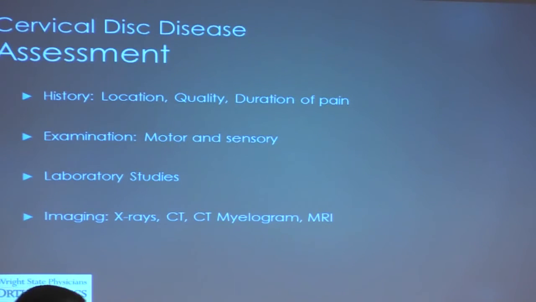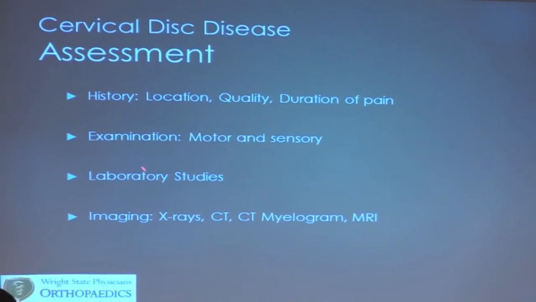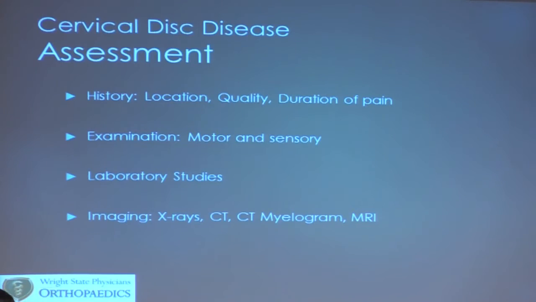So the typical assessment for someone who has neck pain or arm pain is you're going to get a history. The physician is going to ask you how long this has been going on, the location of the pain, what type of quality the pain is. All that helps us to evaluate what the problem is. We do an examination tailored to seeing if you have any weakness, any of the muscles that are being innervated weak, and if there are any changes in sensation. Then laboratory studies are typically tailored according to what you present with.